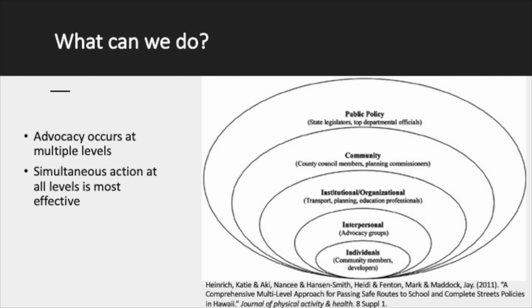It's just one goal. Policy is also shaped within community and organizational contexts, and there are things we can do on a more micro scale that really can address the social determinants of health and work toward promoting health equity. I don't want you to leave this class thinking that if you're not writing policy, you can't do anything to promote health equity and reduce health inequalities. That's not the case. Advocacy occurs at multiple levels, and simultaneous action at all levels is the most effective.